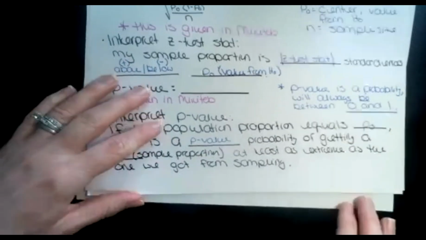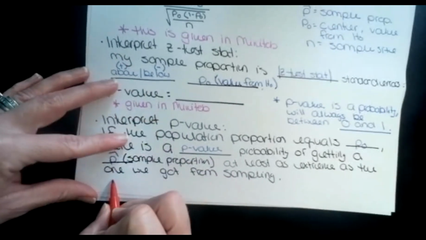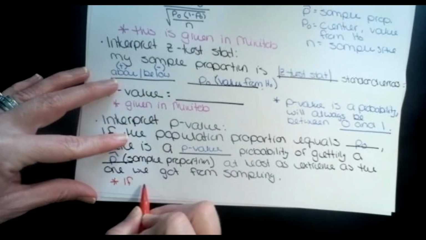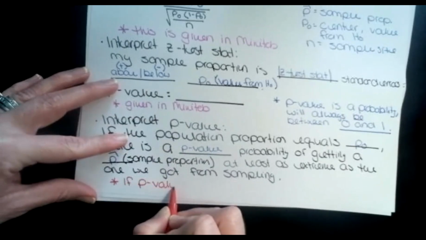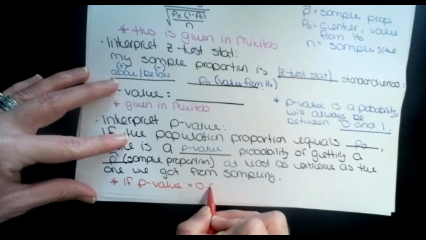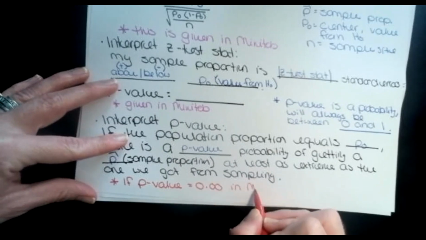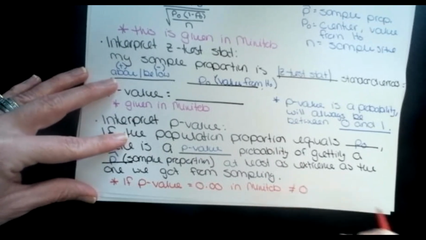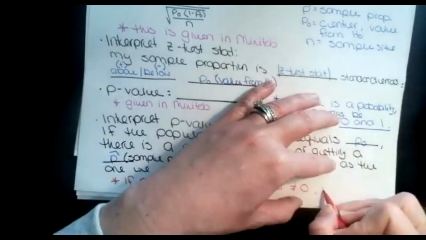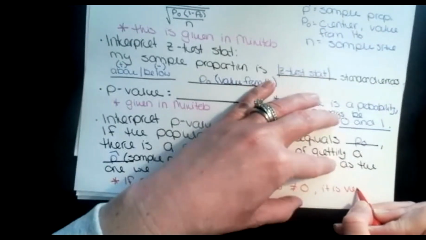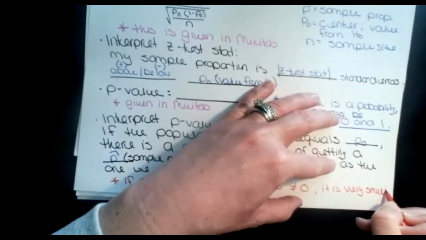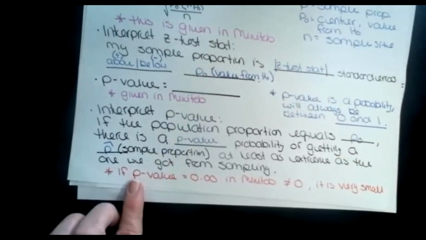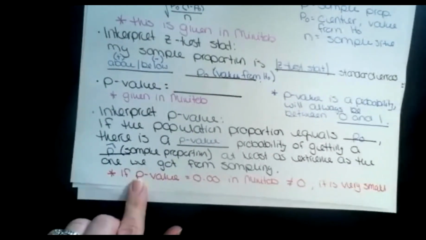I want to make a note that, again, this is all given in Minitab, if the p-value equals 0.00 in Minitab, it's not 0. This is not equal to 0. It is equal to very small. If you actually took your decimal places in Minitab, you remember how you could hover over the number and click on the number?